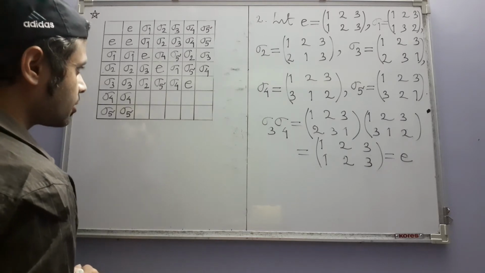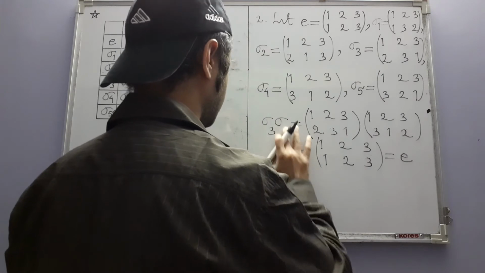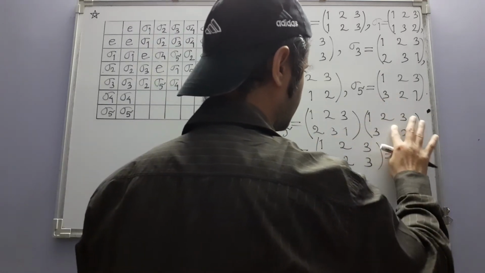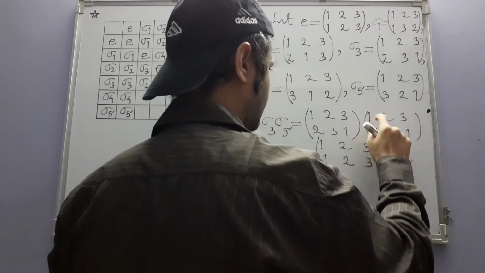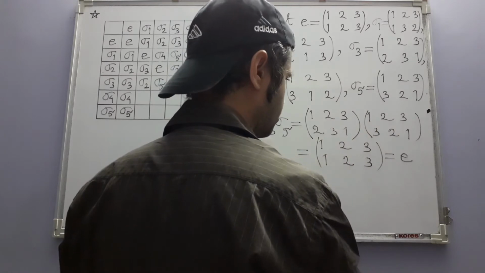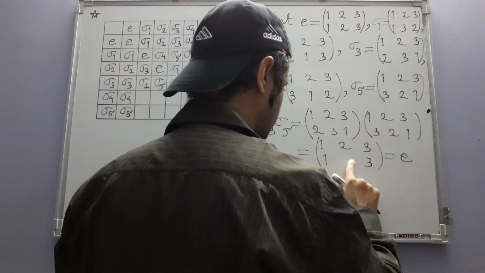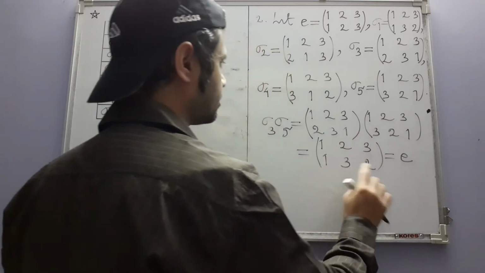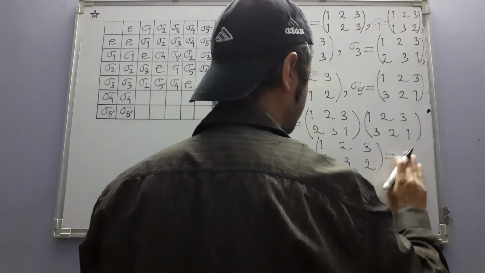So what has not appeared? Sigma 1. So this will be sigma 1 in the next one. Sigma 5, 3 to 1. 1 to 3, 3 to 1, 1 to 1, 2 to 2, 2 to 3, 2 to 3, so this will be 2, 1, 3, 2, yeah, 1, 3, 2, sigma 1.